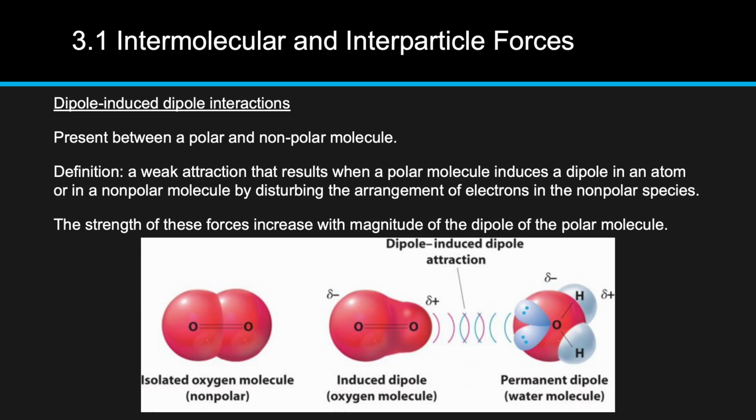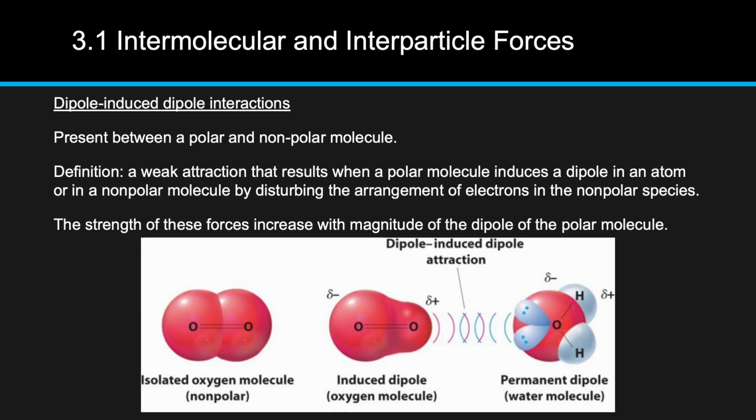So for example, if we're looking at an oxygen molecule, if it's isolated and only with nonpolar substances, it's going to look like the picture on the left. There is not a negative end or a positive end. It is just a neutral molecule. There is an equal sharing of electrons because it's nonpolar and it has the same electronegativity difference.